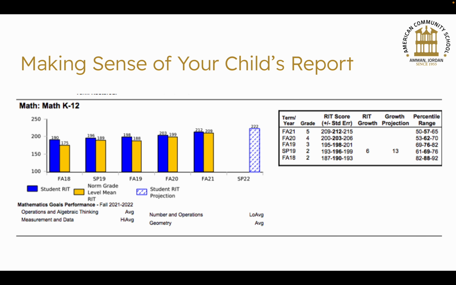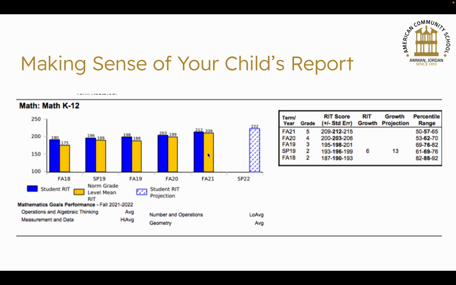So this brings us to the scores and what those look like for you on your child's report. So your child's report is available right now in PowerSchool. And when you open it, you are going to see a history of all of the times that your child has taken the assessment. In this case, this is a student who took the assessment in fall, and their score was a 212, this RIT score. And the average RIT score, the norm grade level mean, is 209.